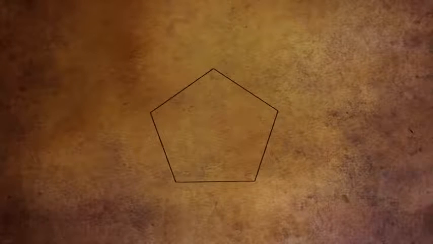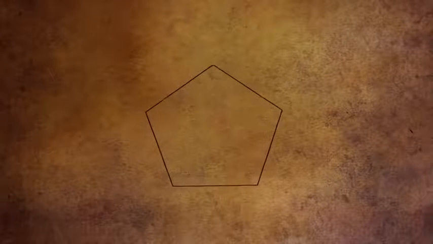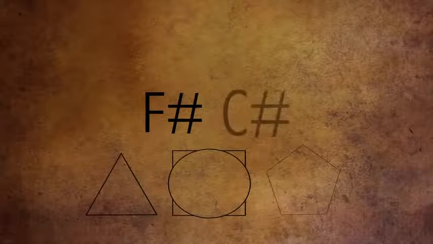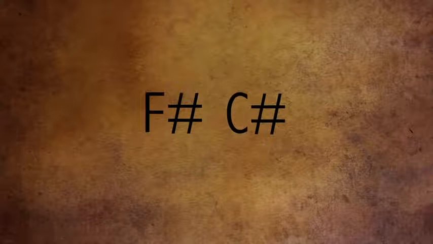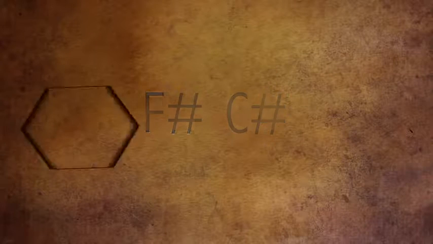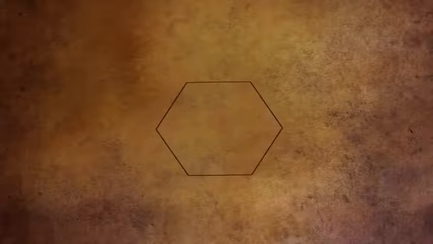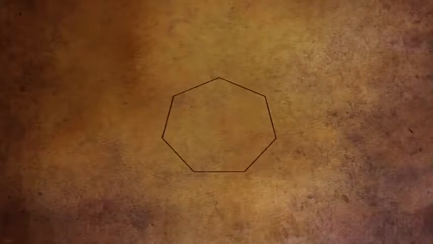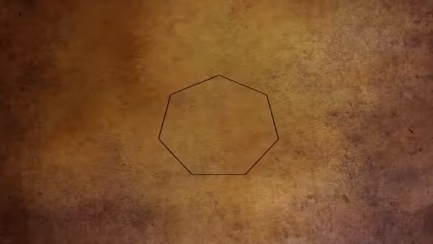What about the pentagon at 540? That sounds like a harmonic fifth of the other two. That's interesting. What are these tones? They are F sharp and its perfect harmonic fifth of C sharp. Let's keep going. What does a hexagon 720 sound like? Another F sharp. Here's a seven-sided septagon, which totals 900.